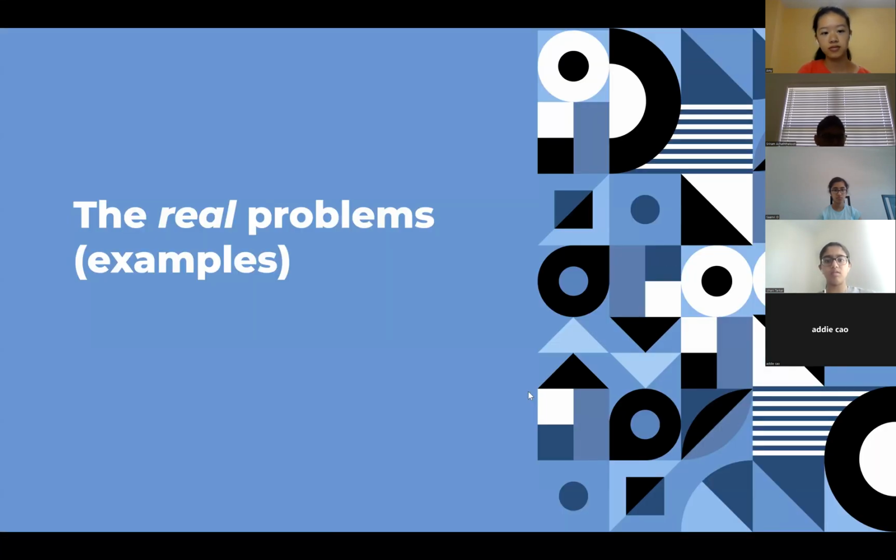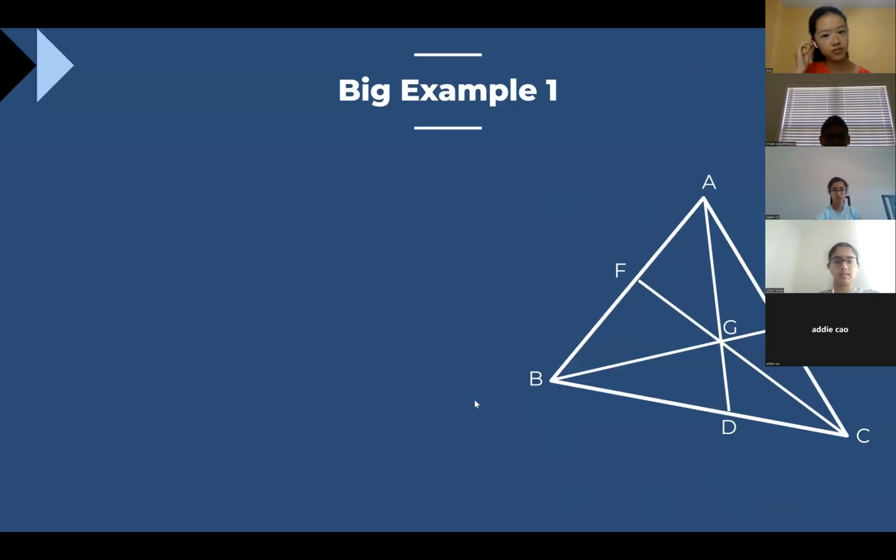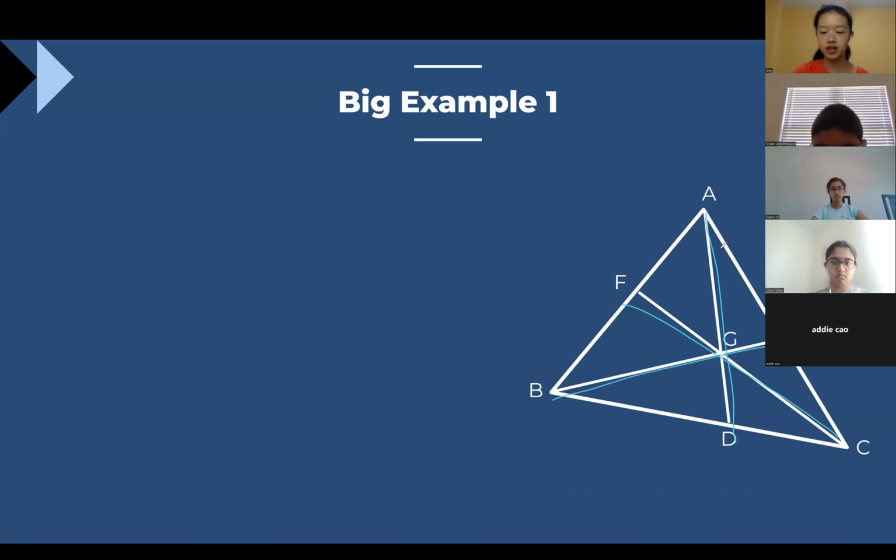So that might not make sense to a lot of you, so we have an example. This would be like a diagram that you might see in a real mass point geometry problem. If you just take a look at this triangle first, right now you can see that this triangle actually has 3 Cevians. They all intersect at one point in the middle, which is point G.